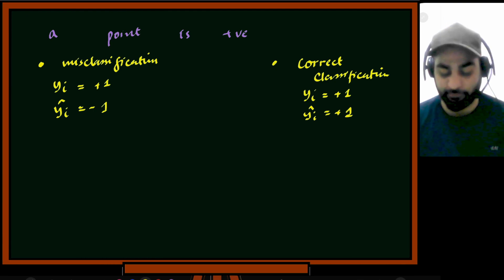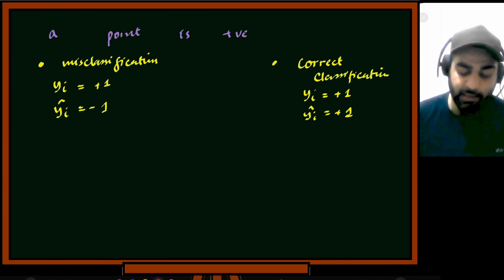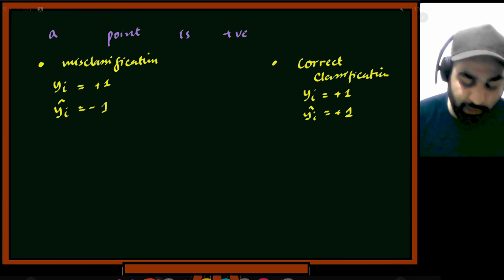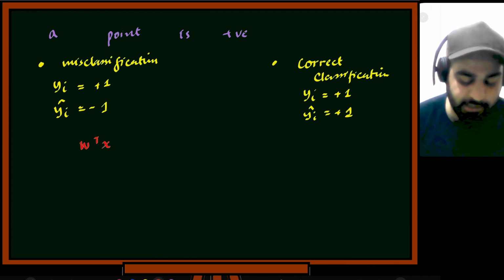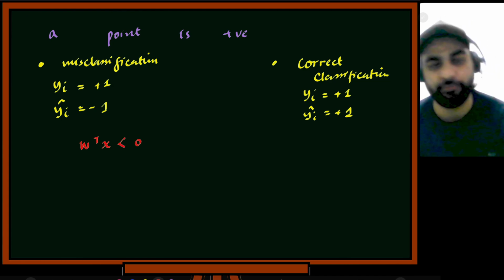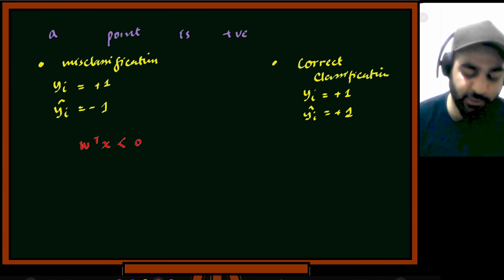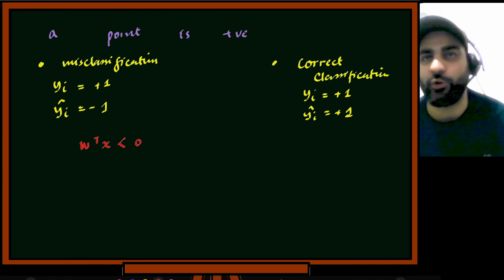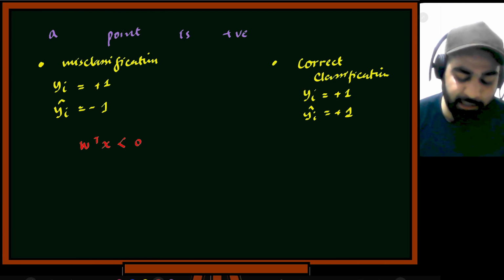A point is positive. Now, when will there be a misclassification? Actually what happened is W transpose X should have been greater than 0, but our algorithm would have predicted this to be less than 0. In actuality W transpose X should have been greater than 0, but when we made a prediction, this Yi hat would have been less than 0.